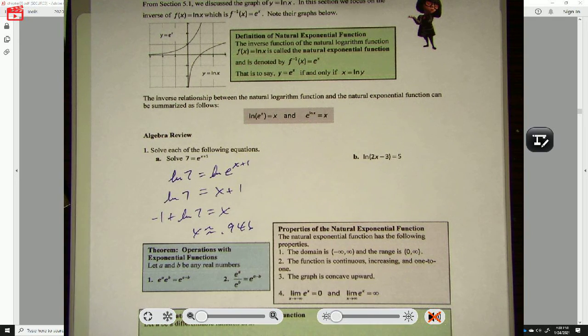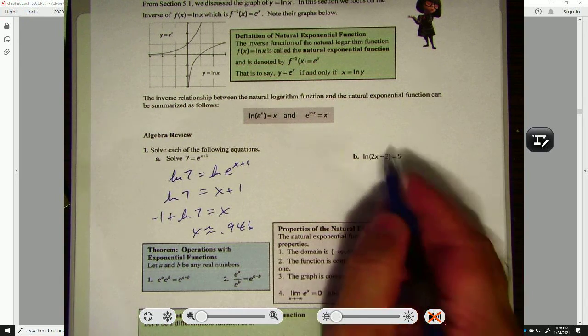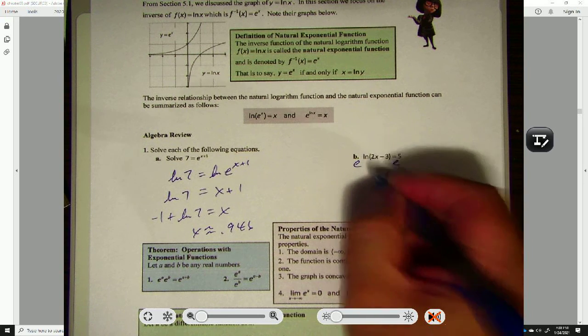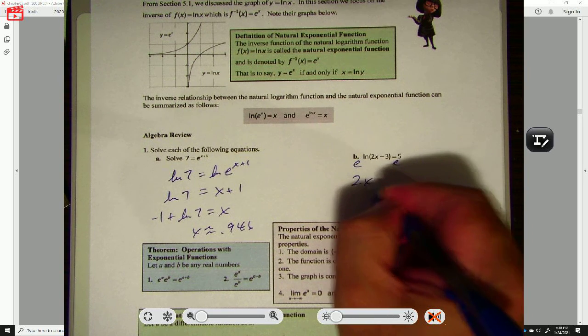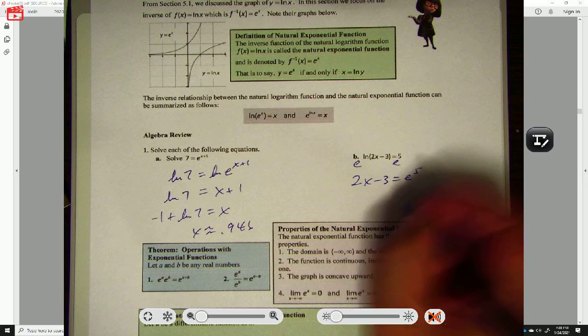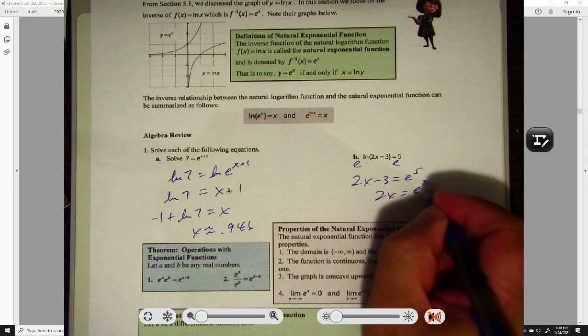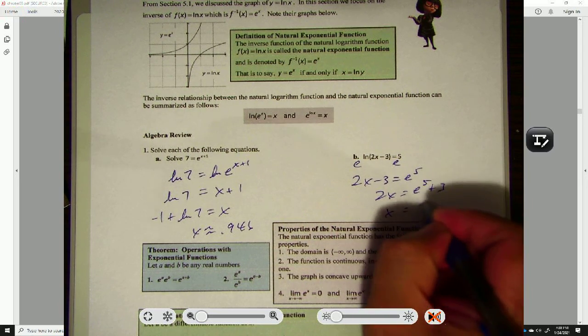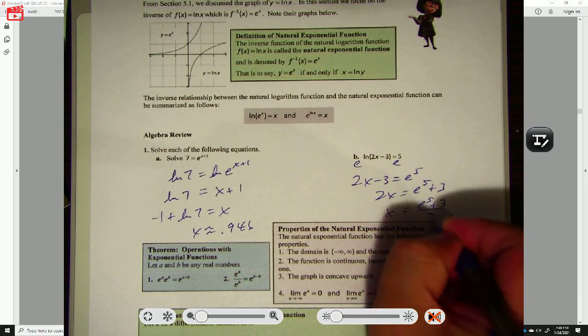Alright. Here, remember, so you want to take e of both sides. Remember they cancel each other out. So they cancel. It's 2x minus 3 equals e to the 5th. So 2x equals e to the 5th plus 3. So x equals e to the 5th plus 3 over 2.